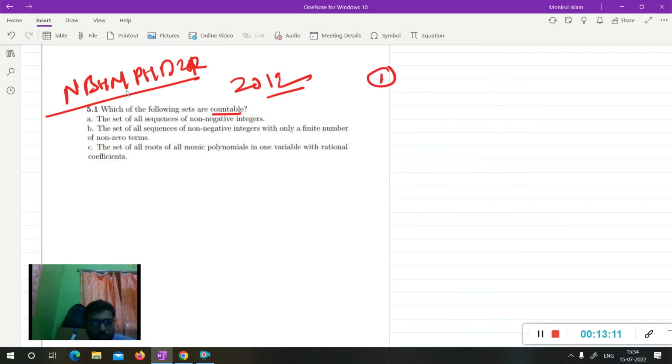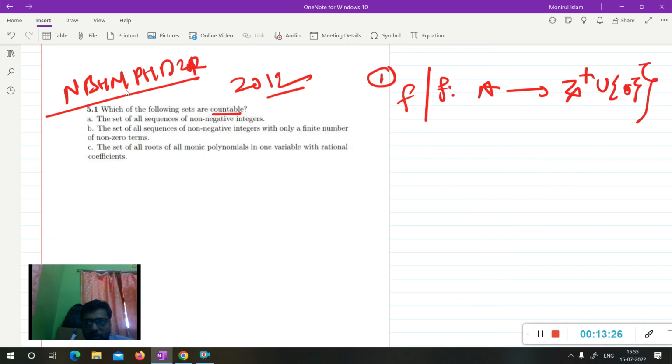First, the set of all sequences of non-negative integers. You all know every sequence is a mapping. So if you take f from this set, f is a mapping from the natural numbers to the non-negative integers, that is, Z plus union {0}. You have to determine the cardinality of this set, which is equivalent to this set.